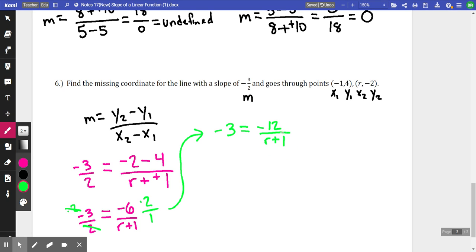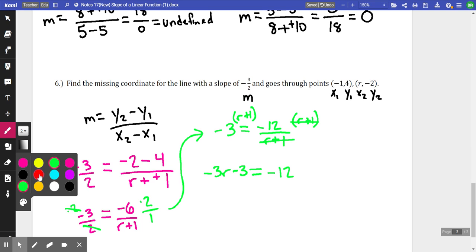Now we're going to get rid of this denominator, which means I need to multiply by r plus 1. If I'm going to do that on my right side, I need to multiply the left side times r plus 1 as well. On the right-hand side, I multiply by r plus 1 and divide, so those cancel each other out, leaving just -12. On the left-hand side, I multiply -3 times r and -3 times 1, which gives me negative 3r, and then negative 3. Now I have myself an equation that does not involve fractions.